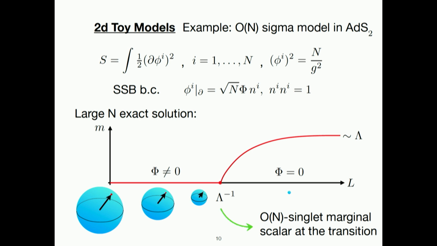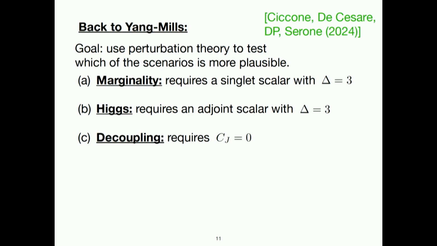If you go to the other side, you start developing a non-zero mass for these vector excitations, and you have a symmetry preserved phase. So in all the examples we checked in 2D, it was always the case that at the transition we would get an operator precisely of dimension 1. Okay, now let's go back to the more recent paper.